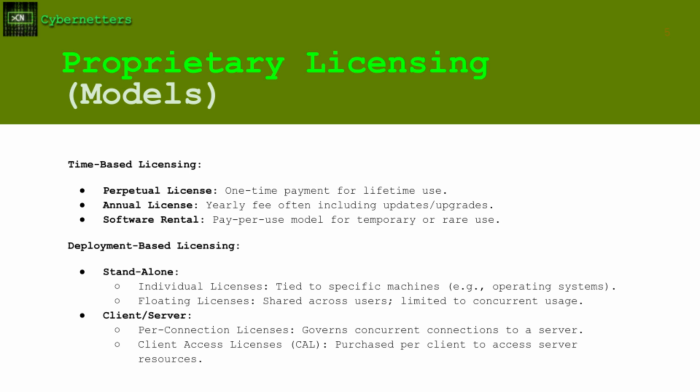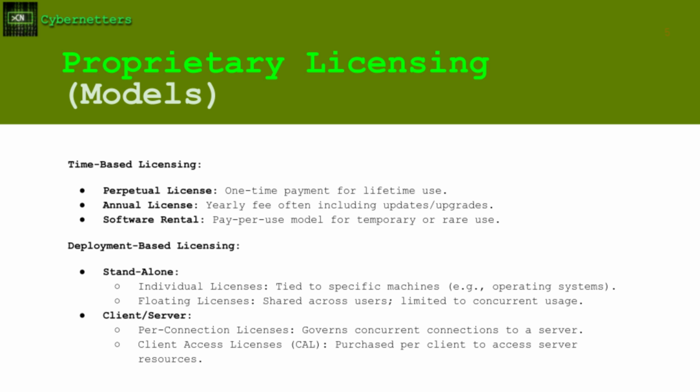So first, there's standalone licensing. Basically, individual licenses, each machine needs its own license. It's like assigning a specific seat on an airplane to each passenger. A floating license is they allow a set number of people to use the software, no matter how many installations exist. So imagine sharing one library book among a group. Only one person can read it at a time.